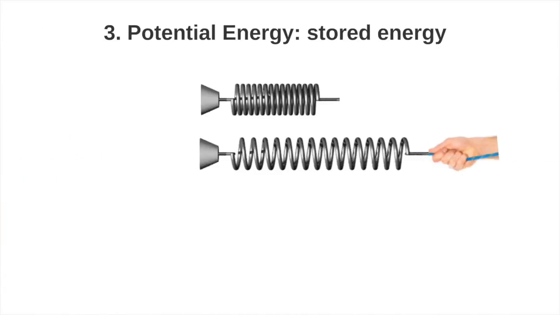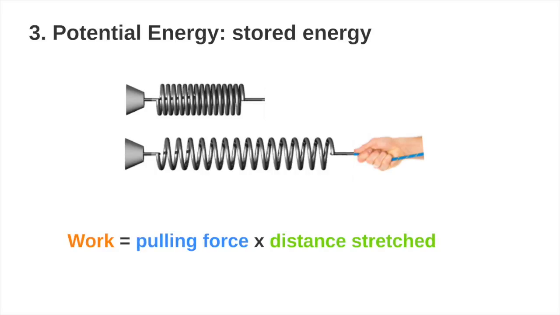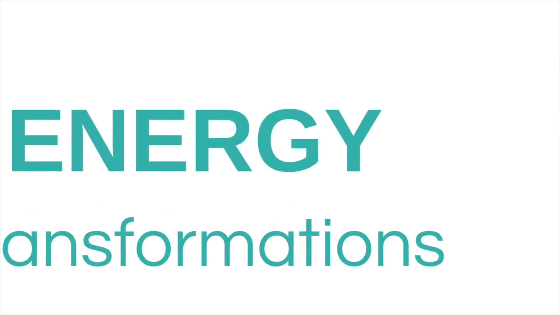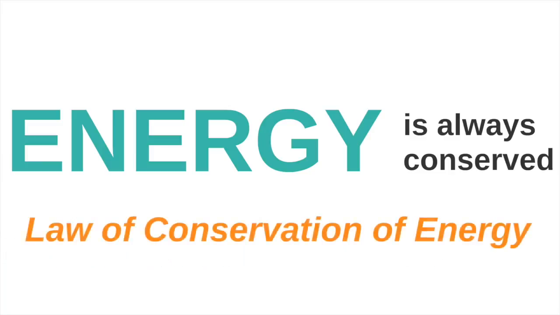Another way of converting work into potential energy is to pull a spring. The work is the force used to pull the spring times the distance that the spring is stretched. The stretched spring stores the work energy as spring potential energy. The most interesting discovery by James Prescott Joule is that energy is always conserved. That means it can be converted from one form into another, but it is never destroyed. We call that the law of conservation of energy.